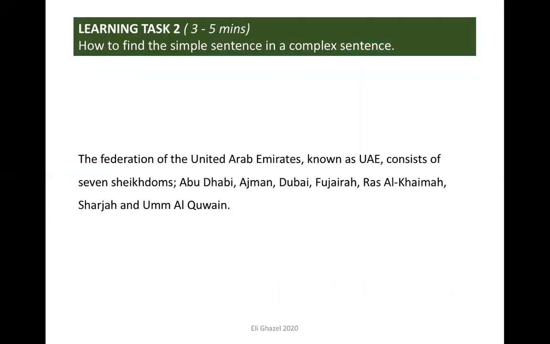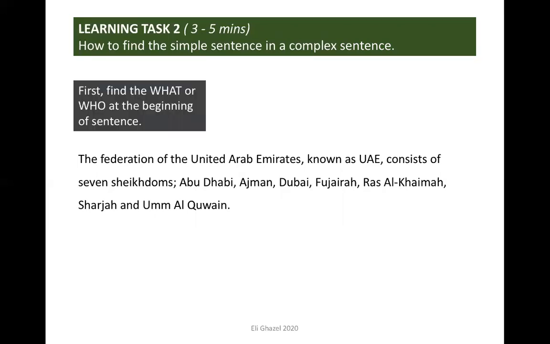But once you learn how to find the details, then you need to be able to find the simple sentence in a complex sentence and in a paragraph. So this is taken from the book. The Federation of the United Arab Emirates, known as the UAE, consists of 7 sheikdoms: Abu Dhabi, Ajman, Dubai, Fujairah, Ras Al Khaimah, Sharjah, and Al Quwain. How do we find the simple sentence in a complex sentence?